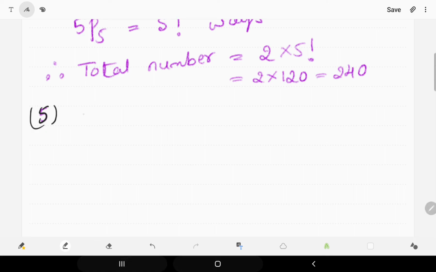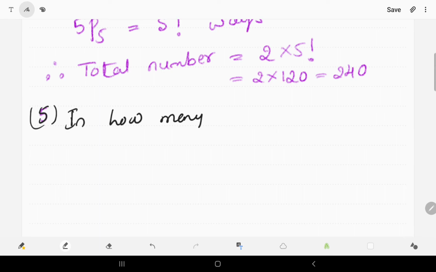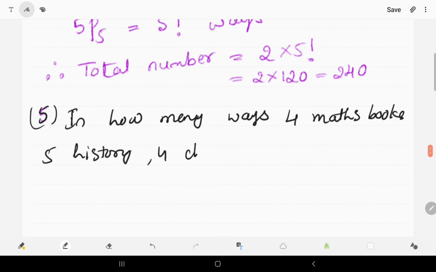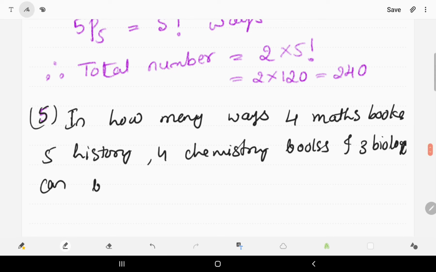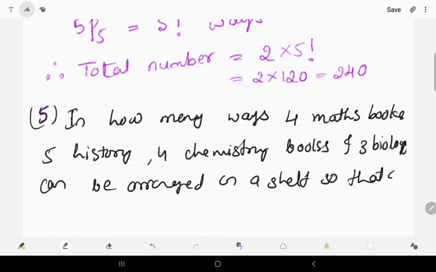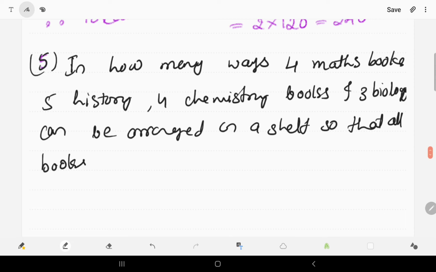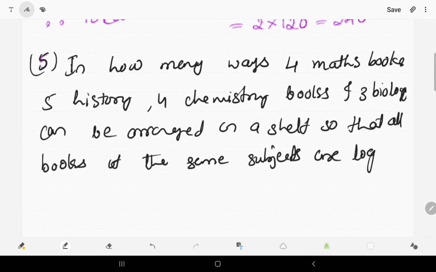In how many ways can 4 mathematics books, 5 history books, 4 chemistry books, and 3 biology books be arranged on a shelf so that all books of the same subject are together? So that all books of the same subject are together.